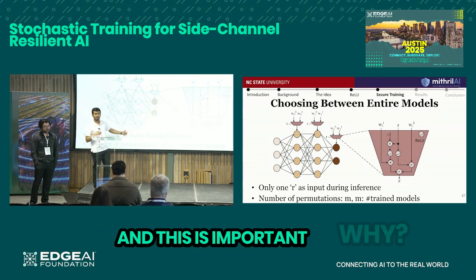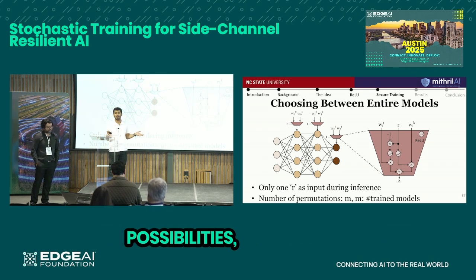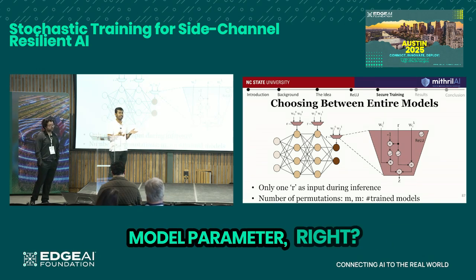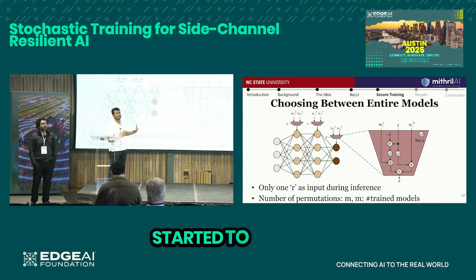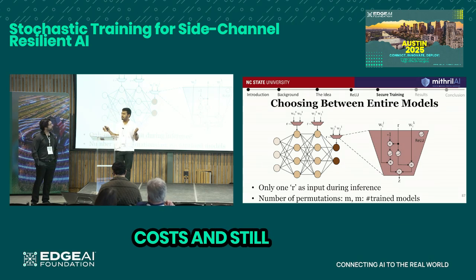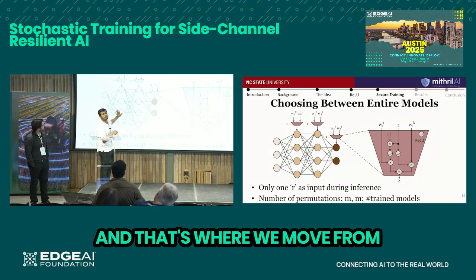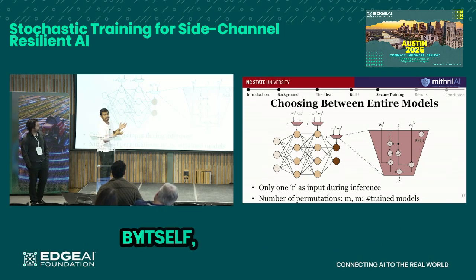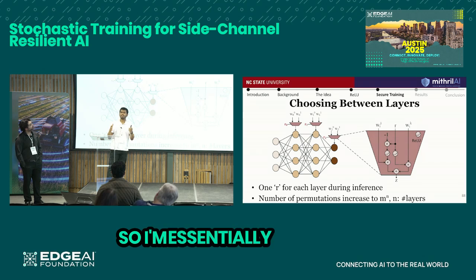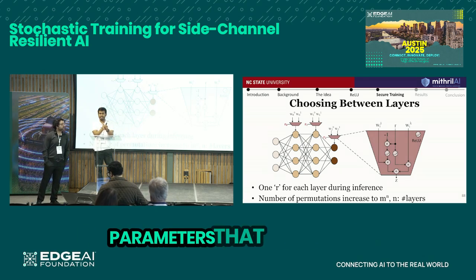And this is important. Why? Because I want to increase this m. If I have too many possibilities, it's difficult for the attacker to guess which was the correct model parameter. So this is where we started to see if we can make this better. Can we reduce the randomness costs and still provide the same level of security? And that's where we moved from choosing the entire model by itself, this specific idea, to choosing between layers. So I'm essentially reducing the granularity of the model parameters that I'm training.